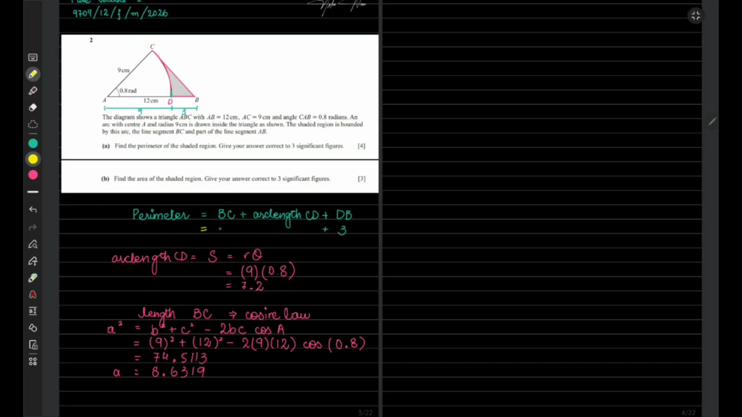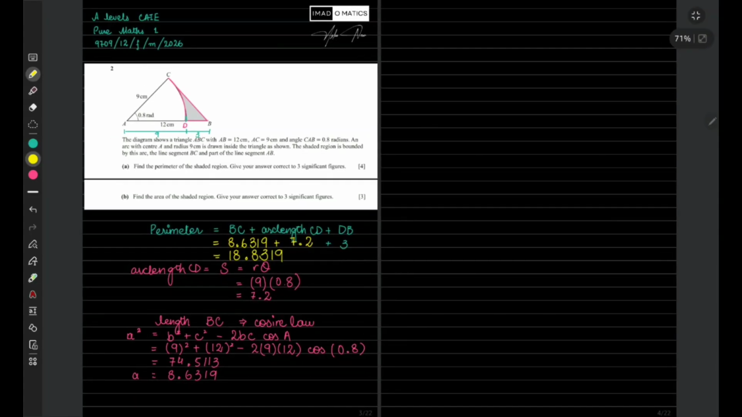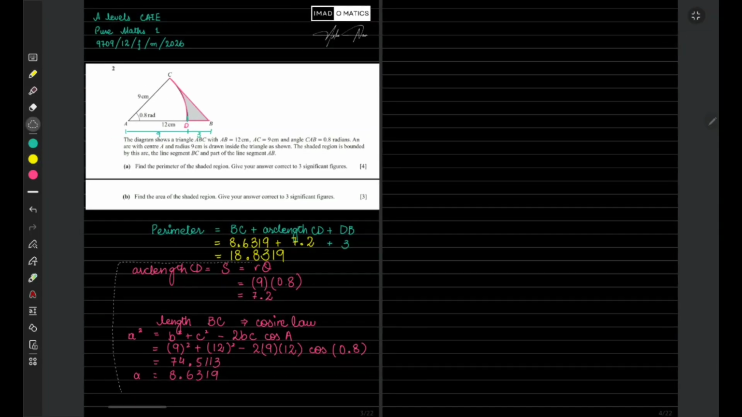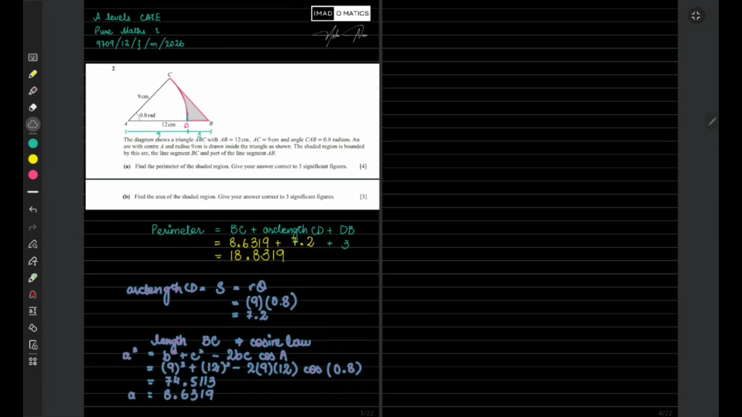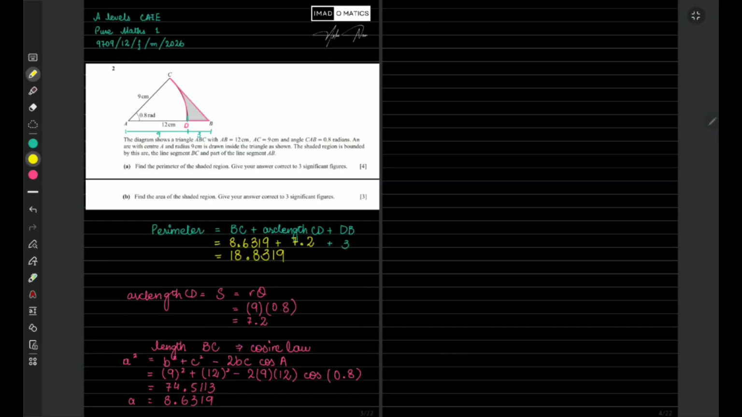So we get 8.6319 plus 7.2 plus 3. That gives you a total of 18.8319. But they are asking for the answer to 3 significant figures, so just round it off: 18.8, to 3 significant figures.